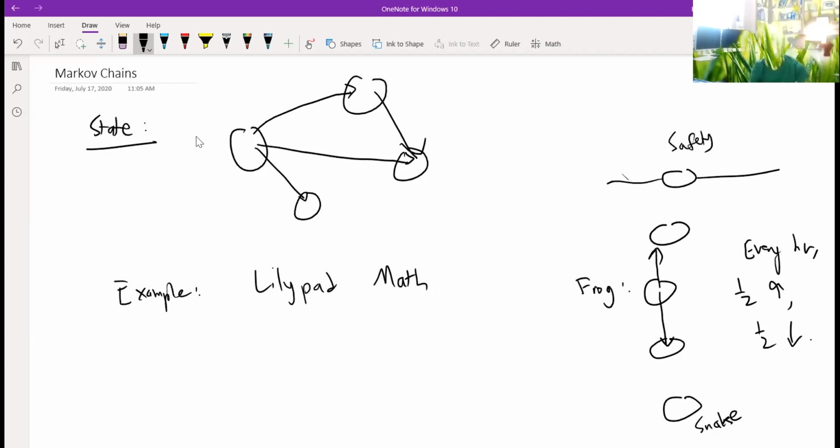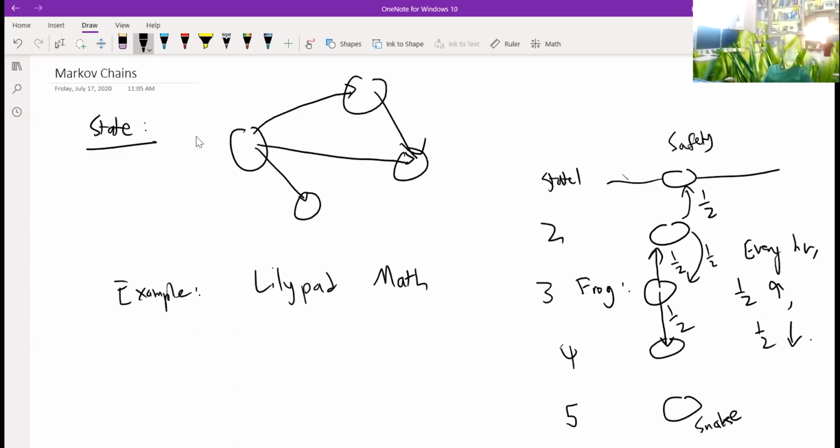So for example, we'll say safety is state 1. This lily pad is state 2. The starting lily pad is state 3. The fourth one is 4, and the snake one is 5. So in these states here, the frog from state 3 has a 1/2 chance of going up, 1/2 chance of going down. And if the frog were at state 2, there would be a 1/2 chance of going backwards versus a 1/2 chance of going forwards.